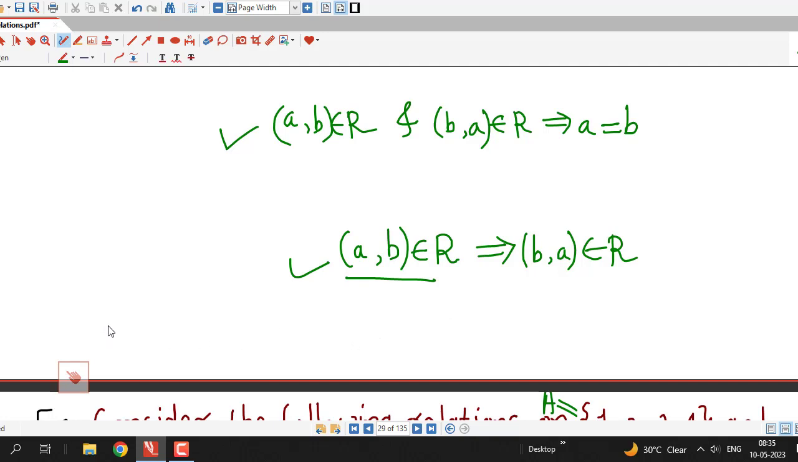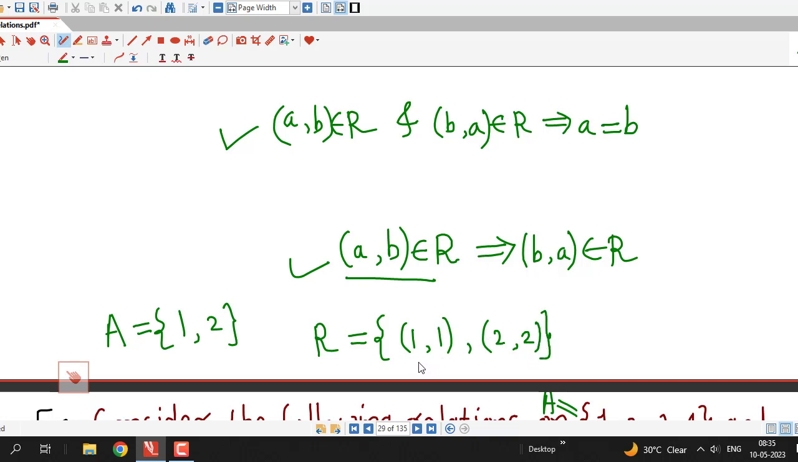For example, suppose I consider a set having two elements 1, 2, and I consider this relation R equal to {(1,1), (2,2)}. Then this relation is symmetric because if we change the order of elements, they are still present. And this relation is antisymmetric also because if we have two different elements a and b, then we have to check either (a,b) belongs to R or (b,a) belongs to R.